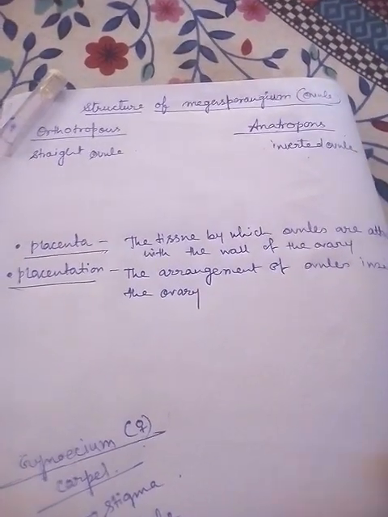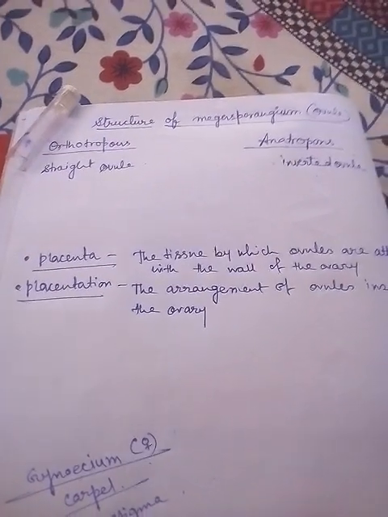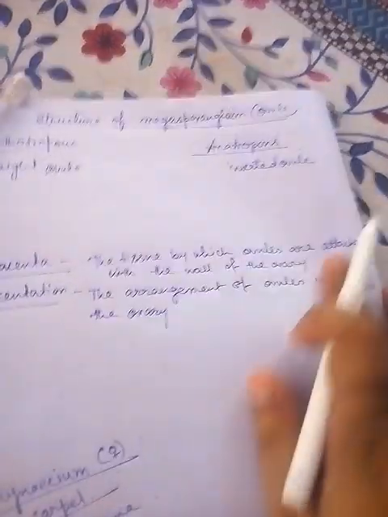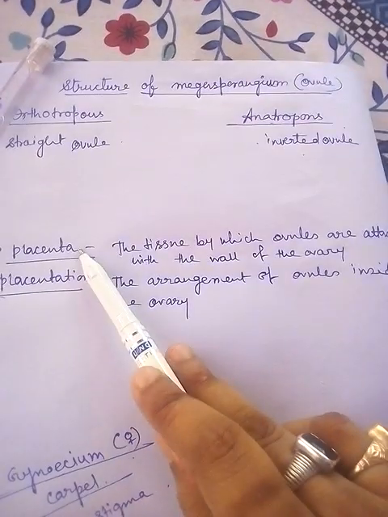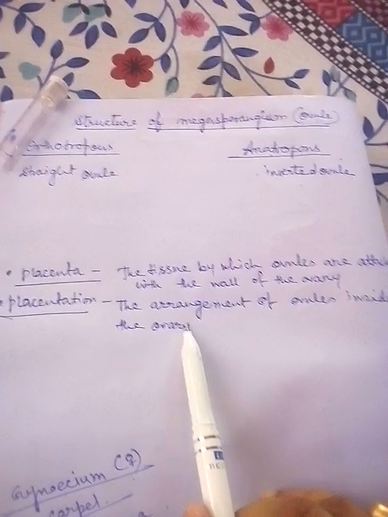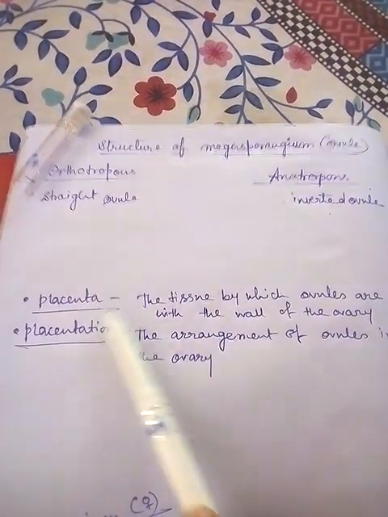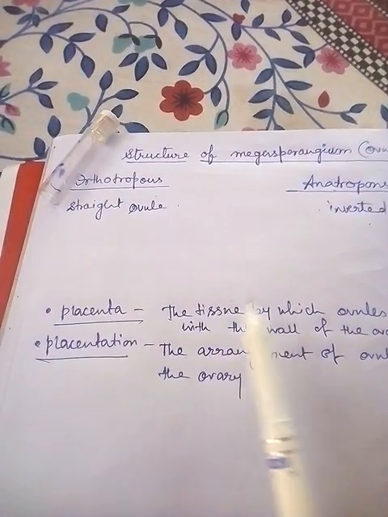And now the ovules, we all know the ovules are present inside the ovary, and ovules are attached with the ovarian wall by a tissue known as placenta. What is placenta? The placenta is the tissue by which the ovules are attached with the wall of the ovary. Okay, so this is placenta, and the arrangement of ovules inside the ovary is known as placentation. Right. By this placenta, ovules are attached with the ovarian wall.